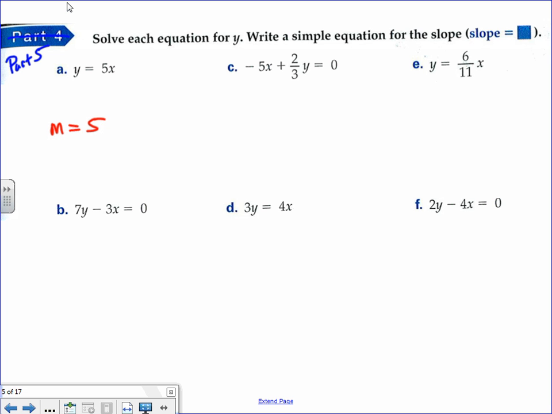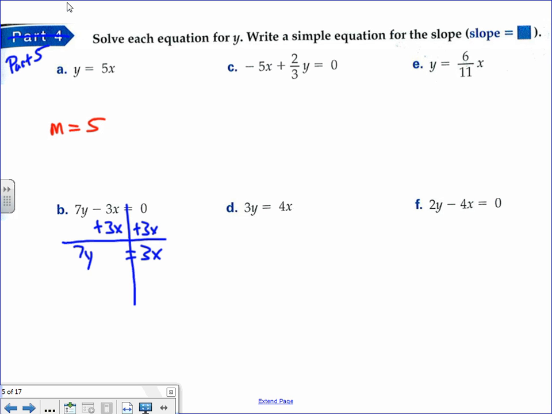Now for problem B, this one does not say y equals, so we have to make it say y equals. We have to get the y by itself. The first thing we want to move away from the side that has the y is this 3x. So I can just add 3x to both sides. When I do that, I end up with 7y. Negative 3x plus 3x is 0, so I don't need to write anything there. And then on the right side, 0 plus 3x is 3x.